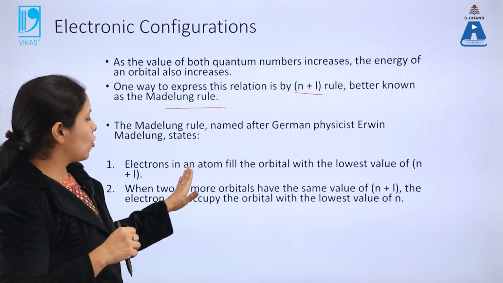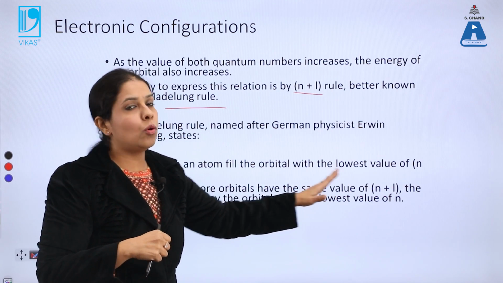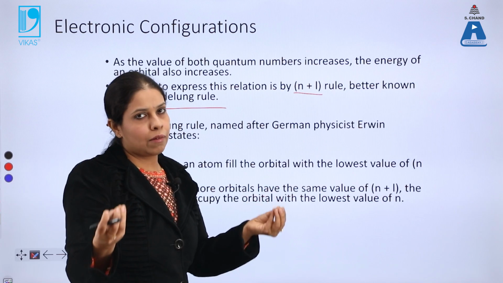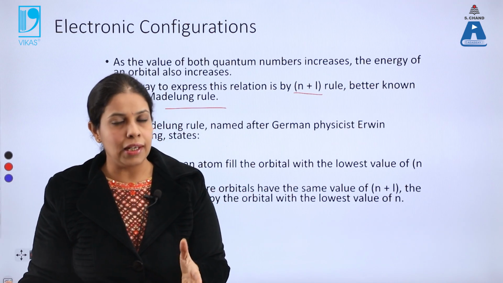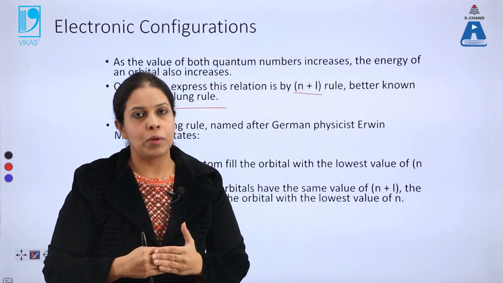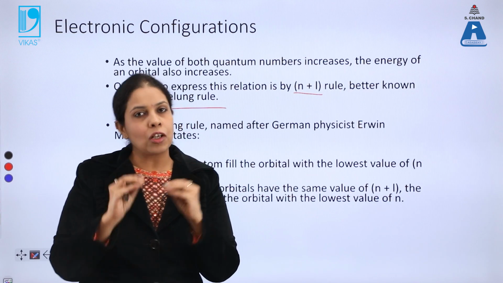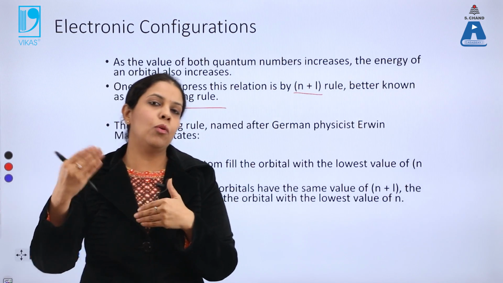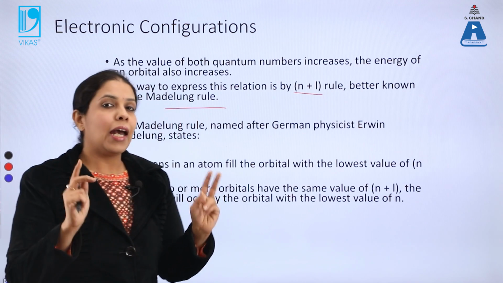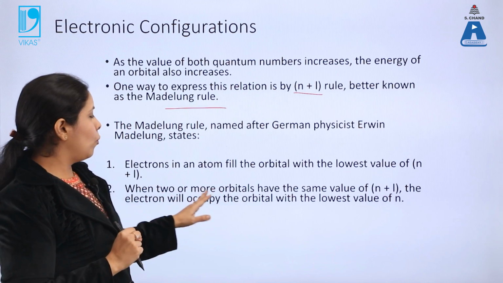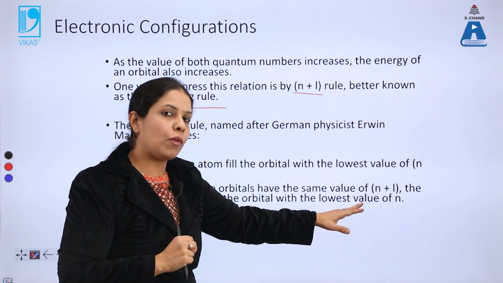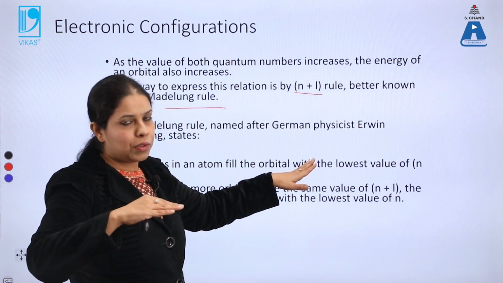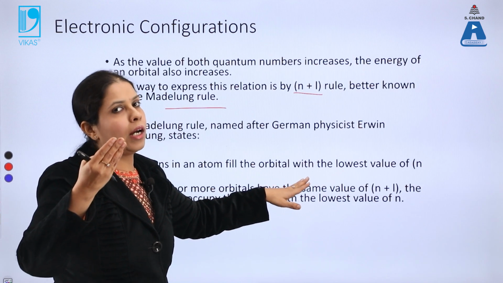He stated that electrons in an atom fill the orbital with the lowest value of n plus l. So whichever orbital has the lowest value of n plus l would be the lowest energy orbital. The electron will occupy that orbital first, and when that orbital is fully occupied, it will go into the next higher orbital. The second rule says when two or more orbitals have the same value of n plus l: when their values are different, the lowest one gets filled first and then it goes into the higher orbital.